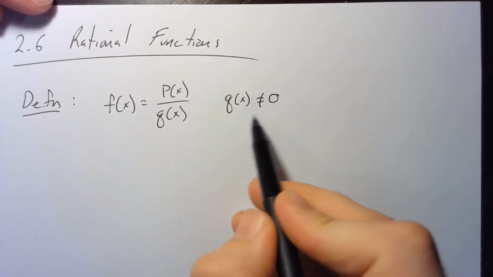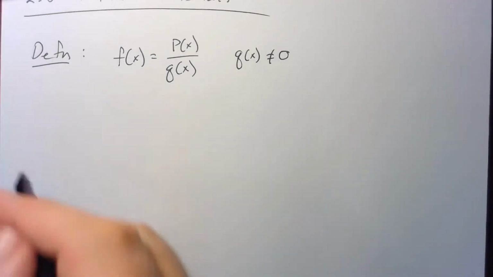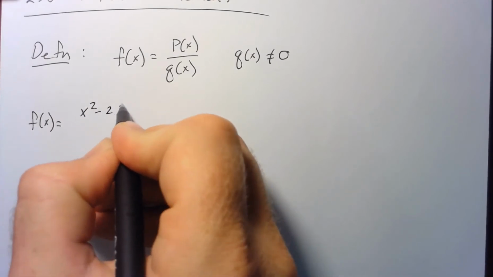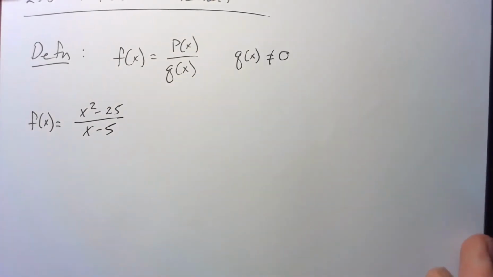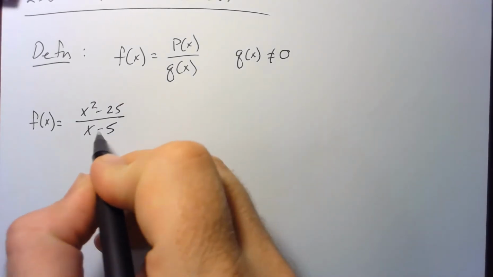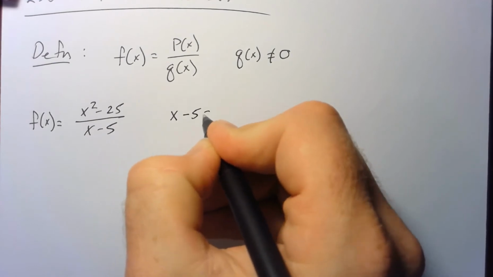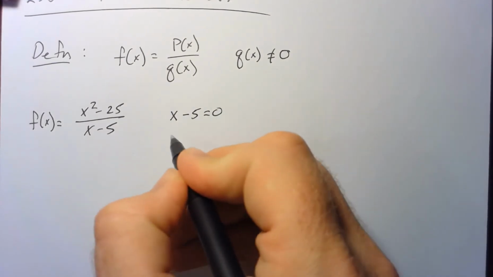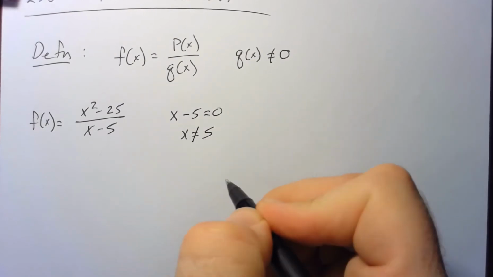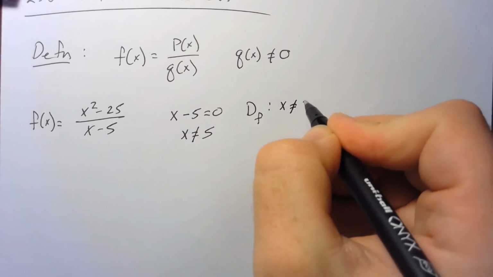So with this notion right here, we are actually talking about the domain of all rational functions. Looking at specific examples, f of x is equal to, say, x squared minus 25 over x minus 5. To define the domain, all we have to do is identify that the denominator cannot be equal to 0. So we will let x minus 5, the denominator, equal 0. We will solve this equation for x, and then we will identify that x cannot be those numbers. So the domain of this function f is x cannot be equal to 5.